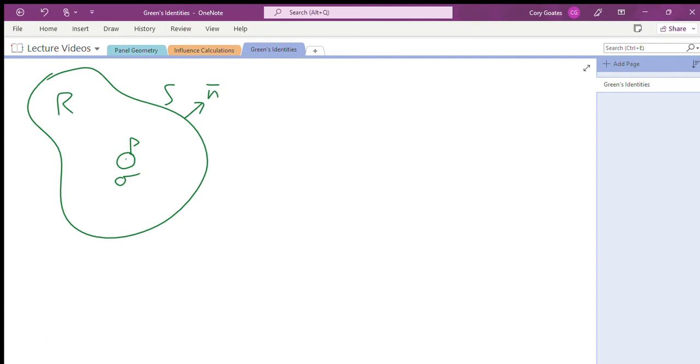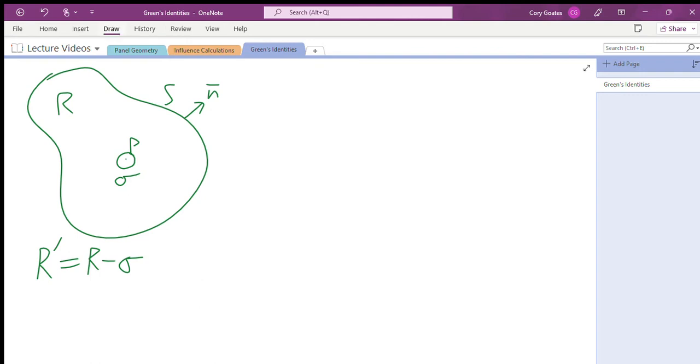And we're going to define a new region, R prime, which is equal to R minus sigma. So everything in R excluding what's inside sigma. Okay. Now let's go ahead and rewrite Green's second identity over R prime.